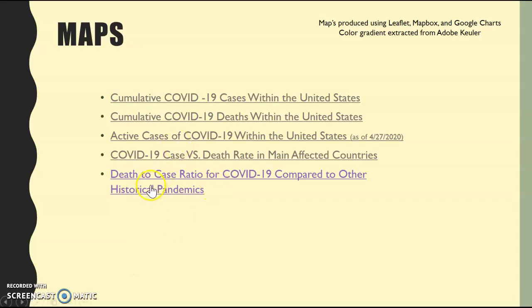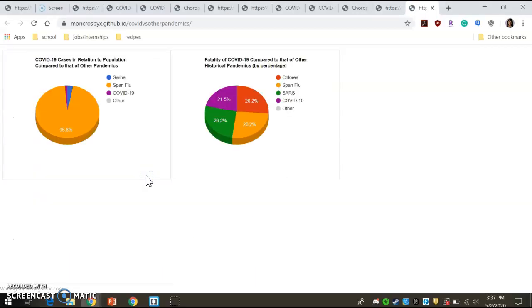But lastly, my chart showing coronavirus in relation to other pandemics. So here are two circle charts. This is the cases in relation to population. So I wanted to see in what way this is affecting the total worldwide population, because of course we know that the Spanish flu affected a large number of people, but the population was also significantly lower at that time. It sat at about 1.6 billion, I believe, when that happened, and now we're at 7.5. So there is a difference there.